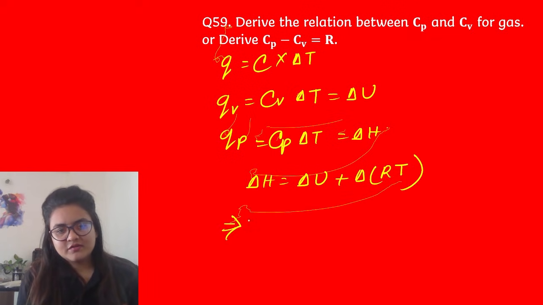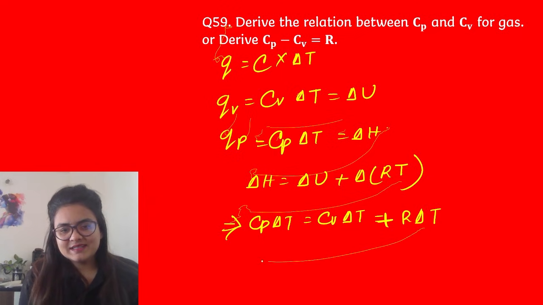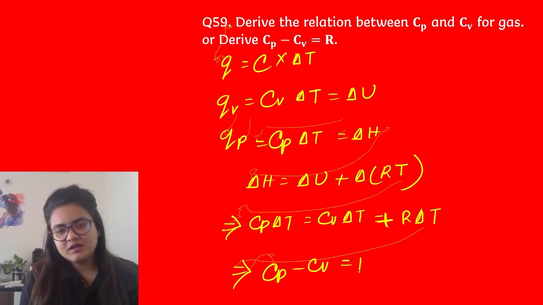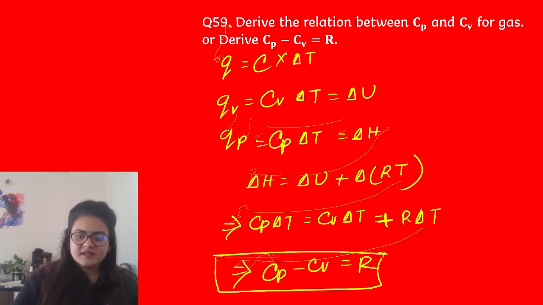So let's put the value here. For delta H I am putting Cp delta T, and for delta U I am putting Cv delta T, that is equal to Cv delta T plus R into delta T. Now if you take the delta T common, delta T will be cancelled out and Cp minus Cv will come up to be R. Yes, so it is derived. I guess it's clear. Yeah, let's proceed further.